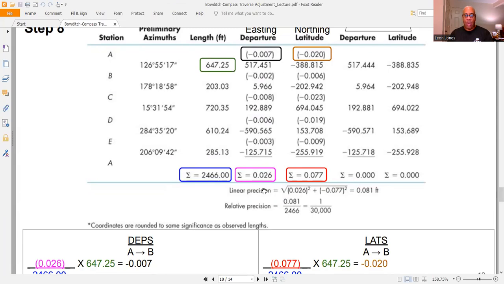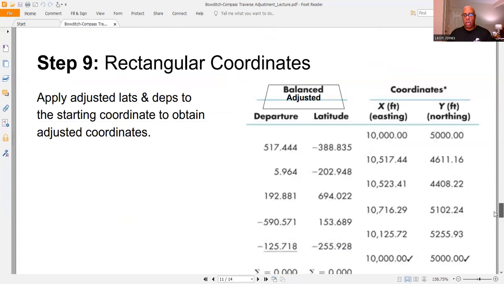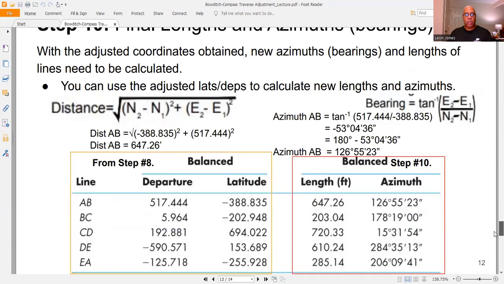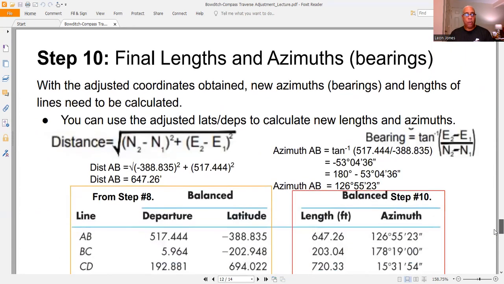And then the error is calculated. And then they take that error and they adjust it. 517.451 minus 0.007 comes out to 517.444. So you're subtracting your error. And once you subtract everything, you go ahead and add and subtract from your coordinates until everything is zeroed out. Then you have your final lengths and azimuths as well.